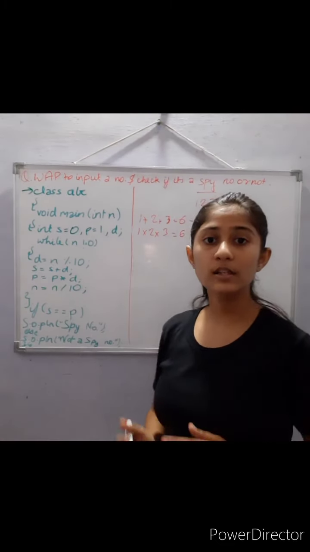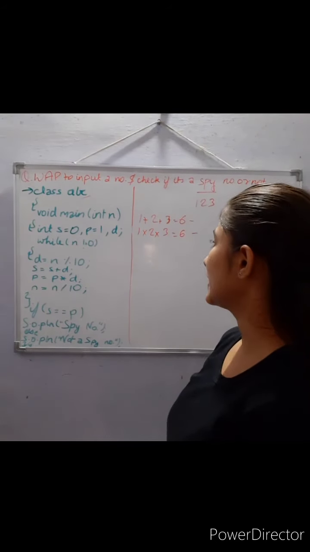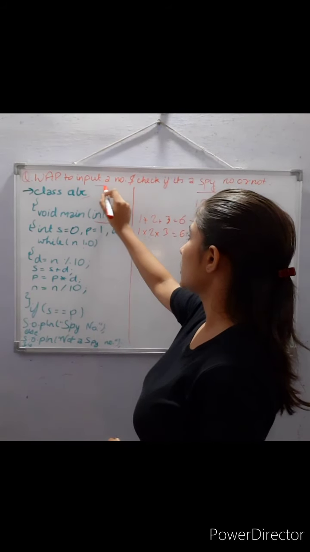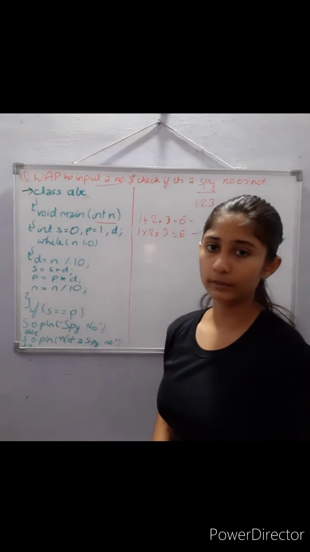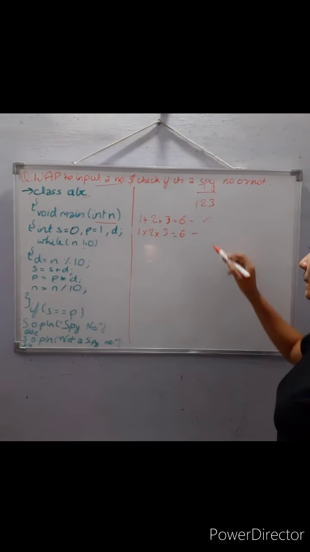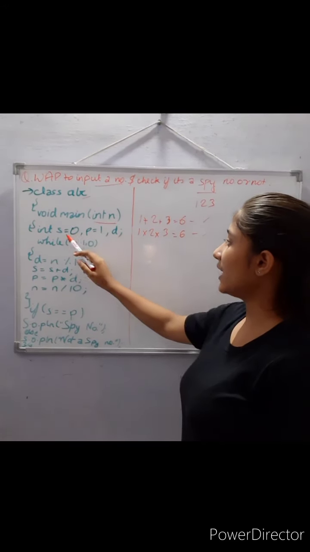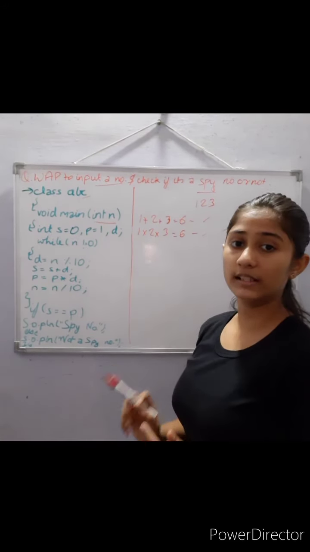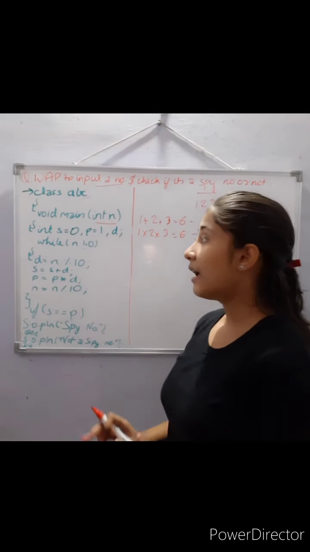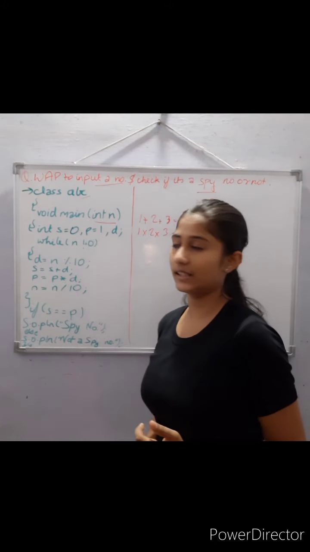Okay, so starting the program, you can take any class name. For example, I've taken class ABC. In void main, you have to write integer n, as the question is asking the user to input a number. Over here, we need the sum of the digits and the product of the digits, so we are going to take two integers. Integer s is equal to 0 for taking out the sum, and integer p is equal to 1 for taking out the product. We are also going to take a variable d for extracting the last digits.